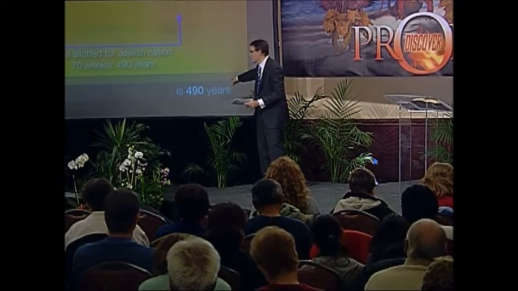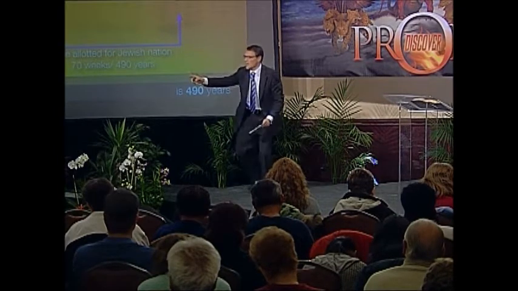490 years is 70 weeks. How many weeks? Okay, so then if we're talking about 69 weeks, we would just subtract how many years? 7 years, which would be what? 483. So he says, hey, 70 weeks are cut off for the Jews, and from the time that that decree happens until the Messiah is 69 weeks. Okay, so far so good.